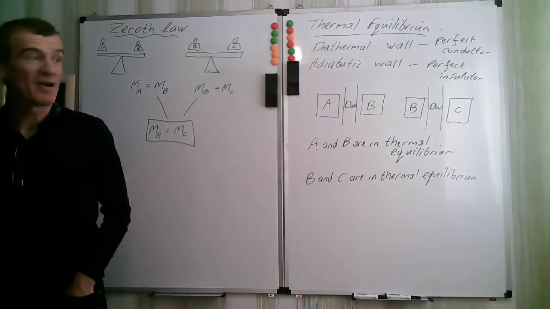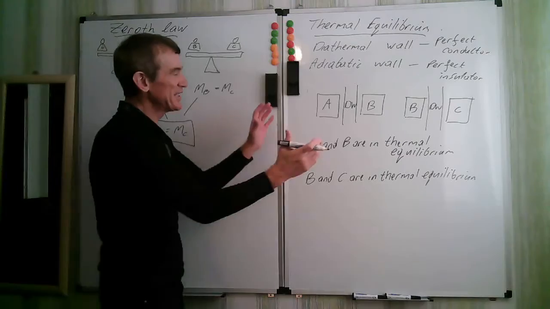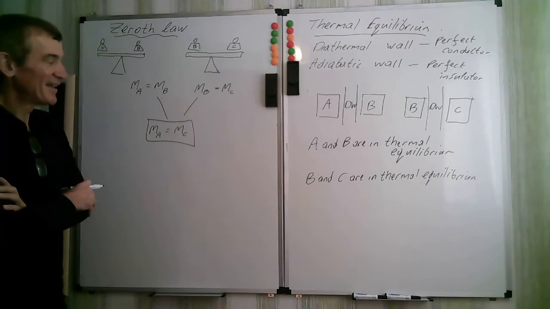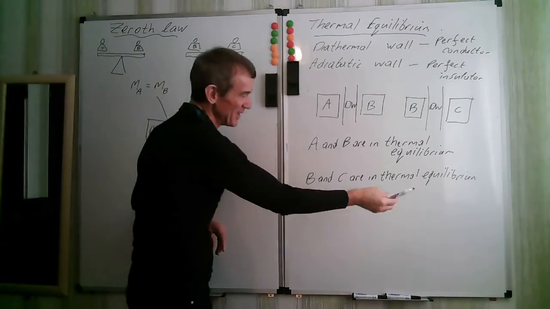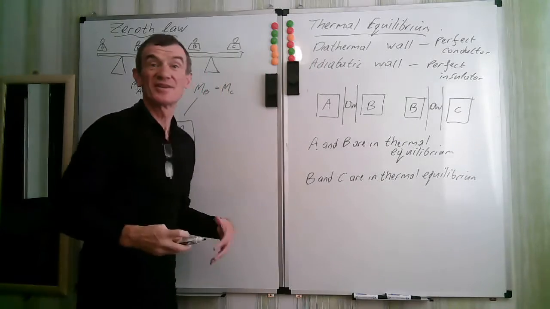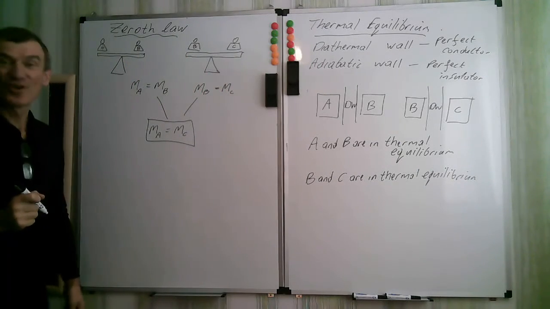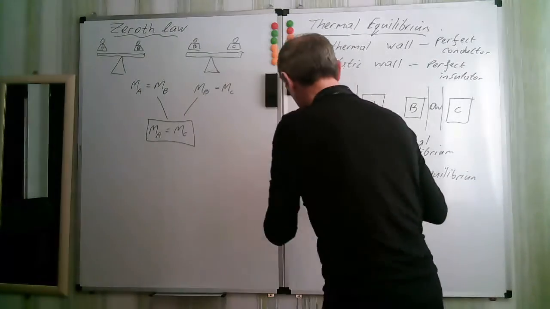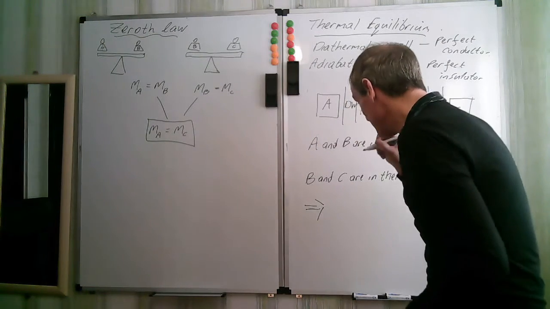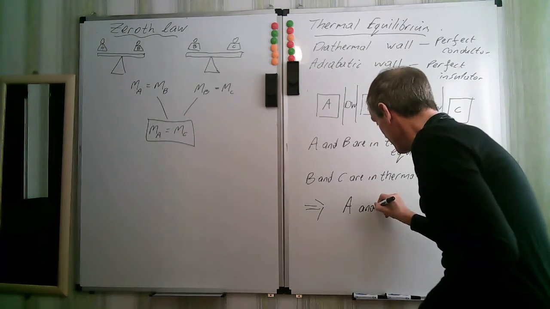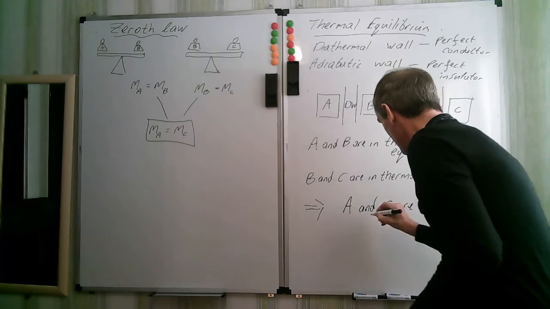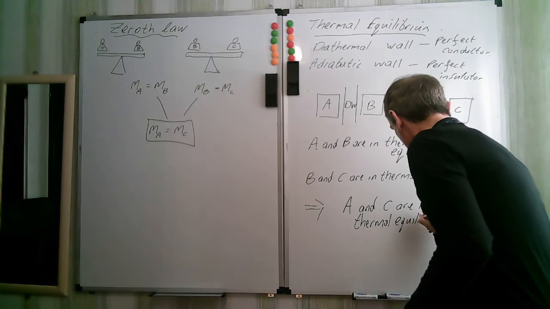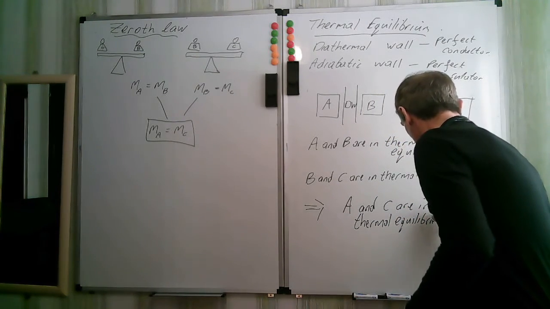So we find that if we did our little experiment and brought these systems together, we'd observe no change in them, then we could say that A and B are in thermal equilibrium. And of course, the Zeroth Law essentially says that these two conditions imply that A and C are in thermal equilibrium. So that's the Zeroth Law.